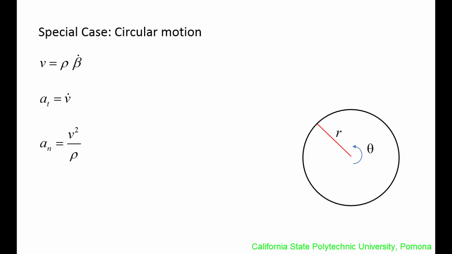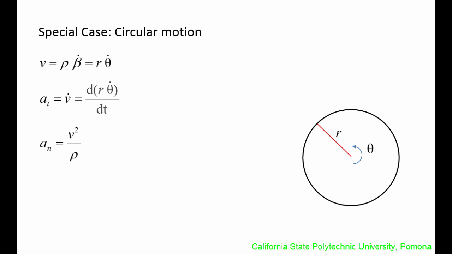If a particle is restricted to move along a circular path, we obtain a special form of the velocity and acceleration equations. Notice that the radius of curvature is constant in this case. For this situation, it is common to replace the radius rho with r and the angle beta with theta. The expression for the speed becomes r times theta dot.